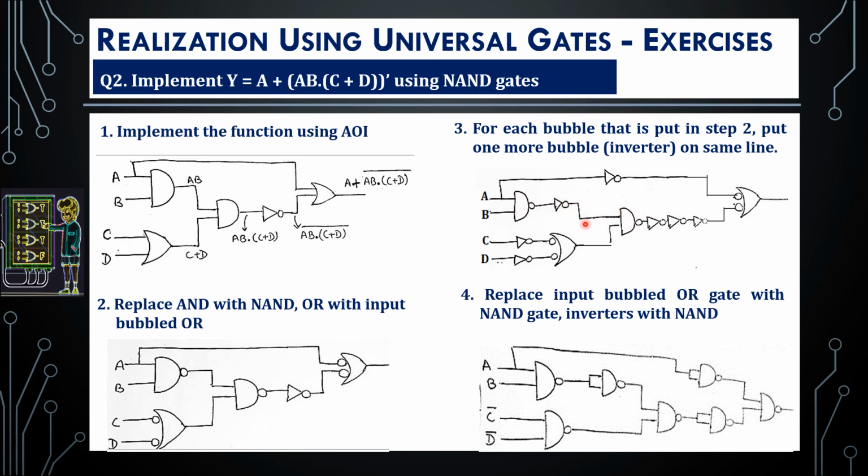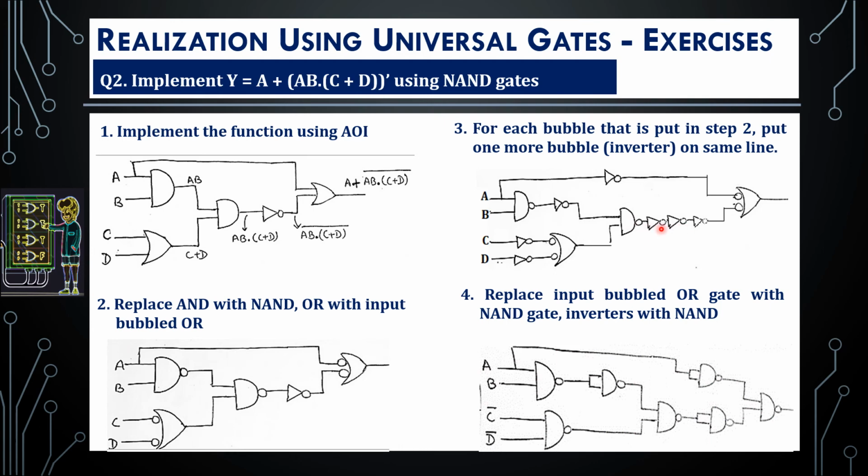Since we have no bubbles or inverters on the same line to cancel, we are converting this inverter to the NAND. In this case also, this inverter needs to be converted to the NAND. This OR gate is converted to NAND gate, this portion gets converted into NAND, and this one is already in the NAND format.